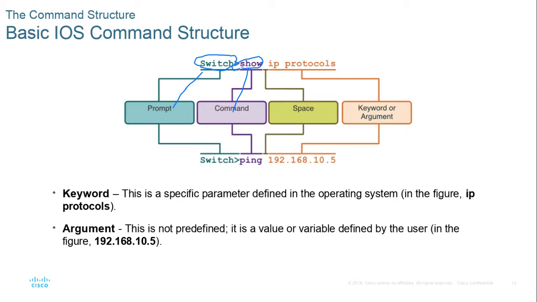I type the word show, and I put in a space right here. And then I type the argument or the keywords. I want to show IP protocols. So I type those two words and press enter. And it'll show me all the protocols that are running on this machine.